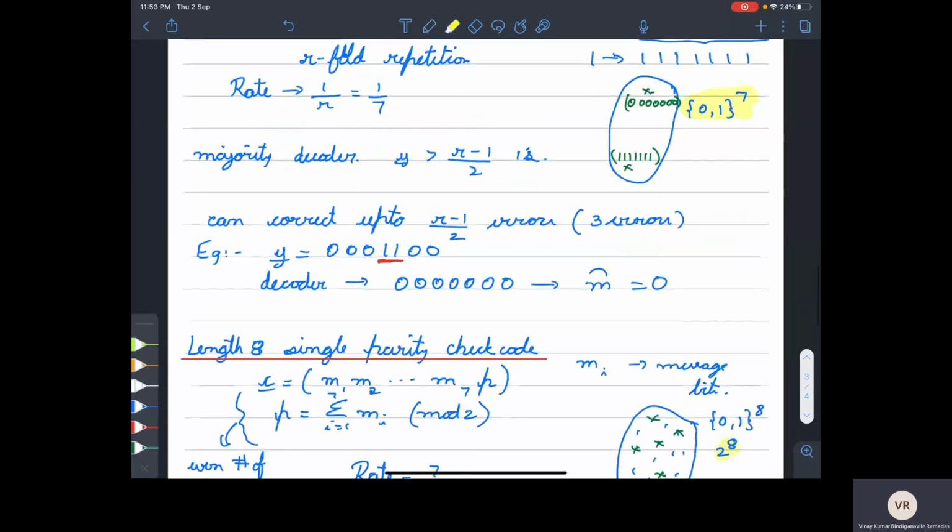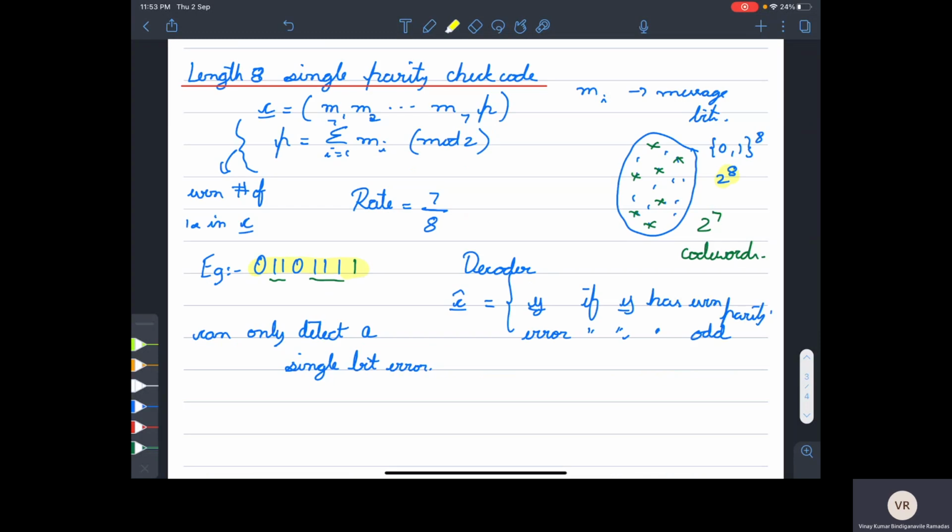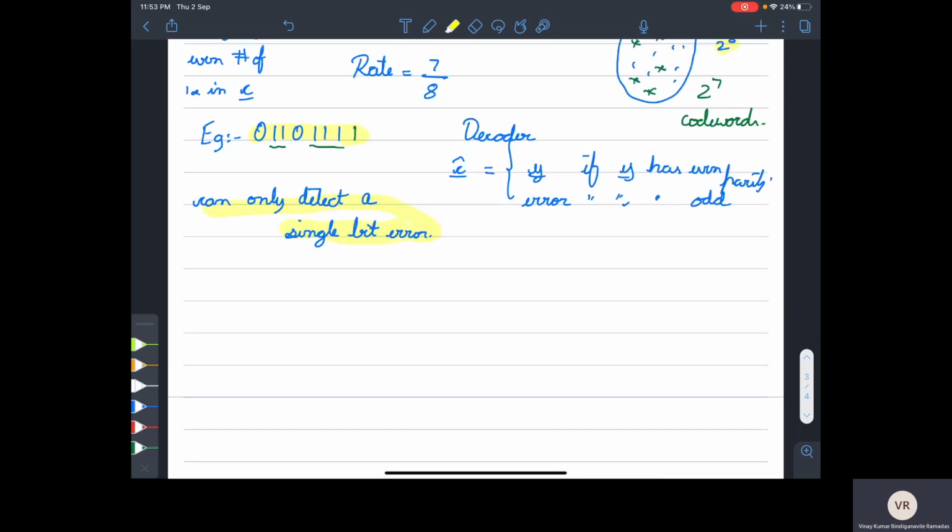However, the repetition code was able to correct up to (r minus 1) over 2 errors, whereas the length 8 single parity check code could only detect a single bit error. It could not correct any of the errors. Hence, there is a trade-off.